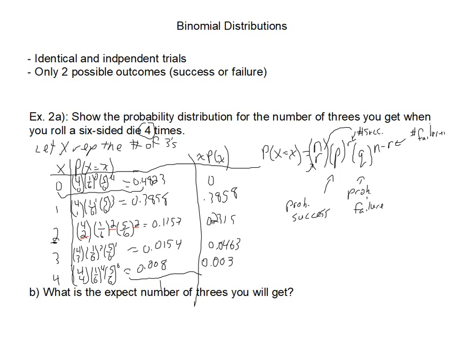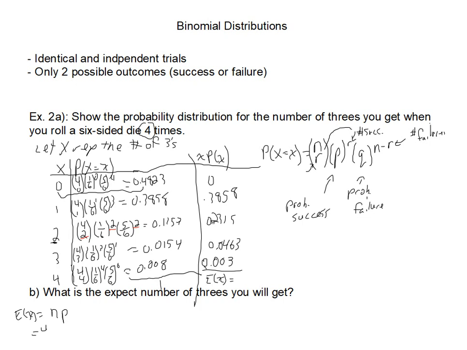And then the last one here should be 0.003. And now we can add all of these up to find the expected value, just like we did in the previous distribution. Or there's a shortcut here. When we're talking about the binomial distribution, the shortcut to finding the expected value is just n times p. E of X equals n times p. N is the number of trials, and p is the probability of a success.